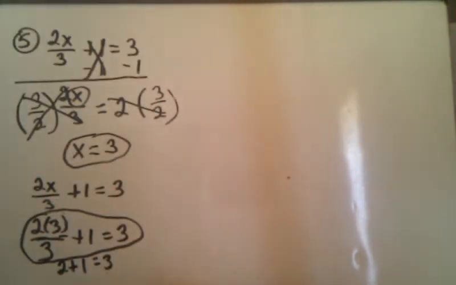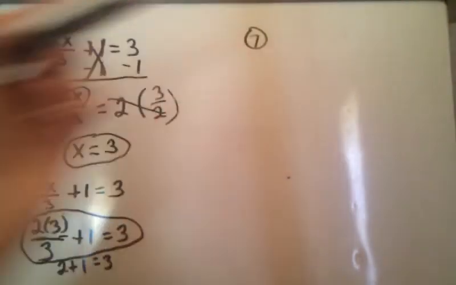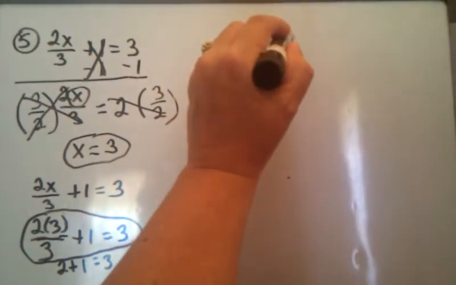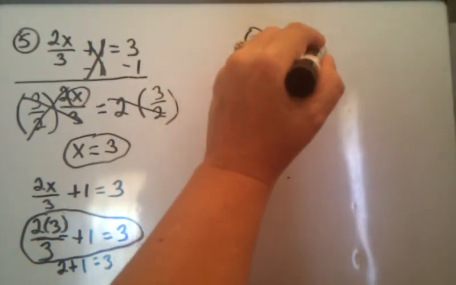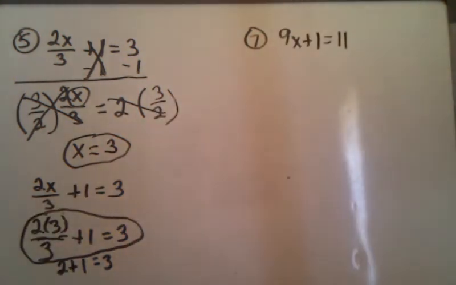Alright, let's go to the next one. Look at number 7. Number 7 says 9x plus 1 equals 11. Okay, go ahead and stop the tape and do number 7.